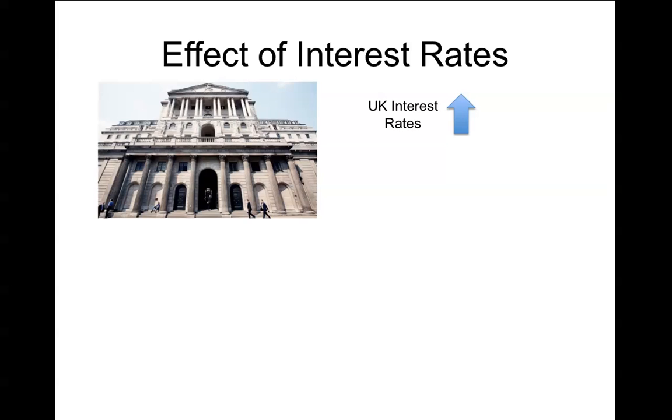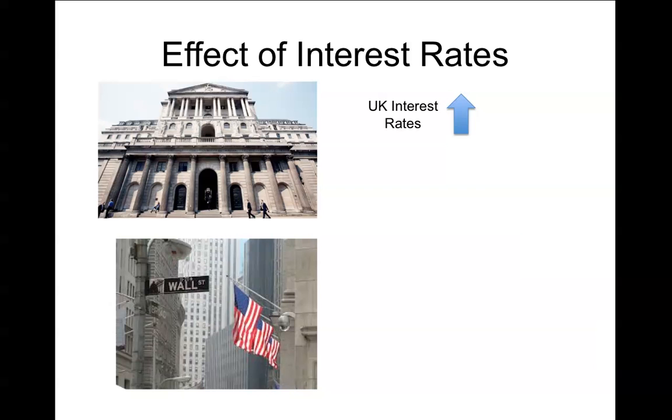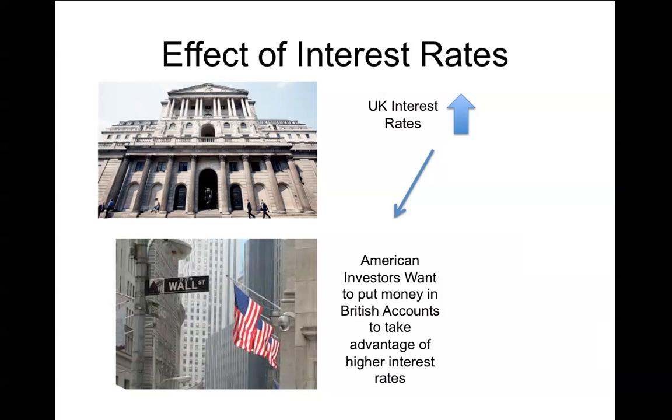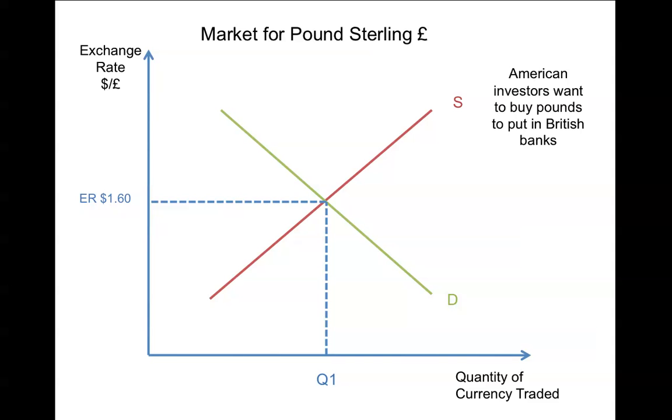The effect of interest rates we can use a little logic to figure out. If the Bank of England pushes up the UK interest rates, you need to think about what's going to happen abroad. Say in America, people working in banks looking for a good return on their money see that the Bank of England has put up UK interest rates, and so these American investors want to put their money in British accounts to take advantage of the higher interest rates. They want to be able to make that return on their money, and so if they want to put their money in British accounts, they need to find pounds to be able to do that. So the demand for pounds goes up, and we'll see how that works in this graph.